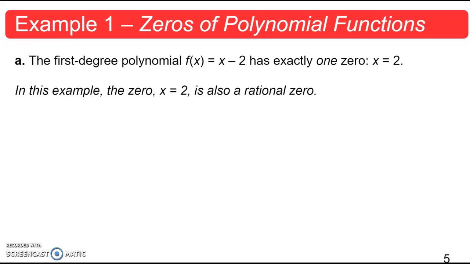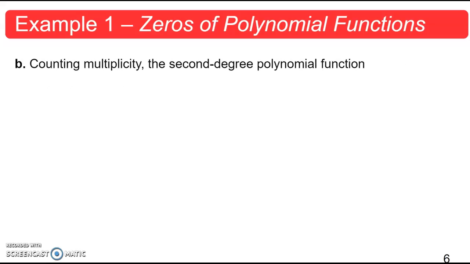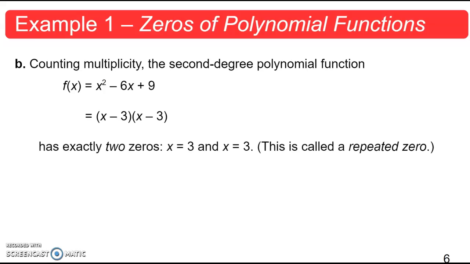Looking at our second example, let's look at a second degree polynomial. We're going to look at something called multiplicity here. If f of x is x squared minus 6x plus 9, it would be important to use our factorization theorem to factor this polynomial so that we can determine our factors and then ultimately determine our zeros. This factors to give us x minus 3 times x minus 3, and if we set these each equal to 0, we determine that our zeros are x equals 3 and then ultimately x equals 3 again.